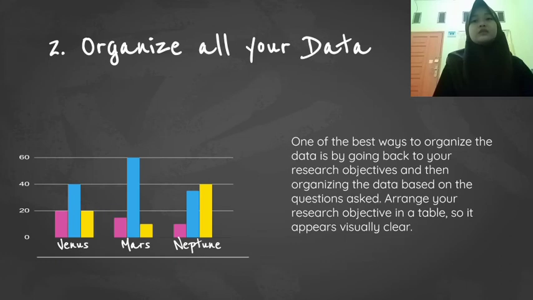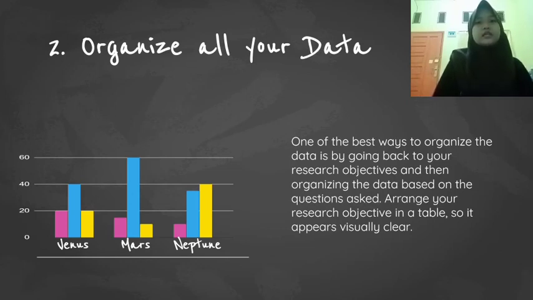Okay, the second step is similar, meaning that we organize all the data. After we collect all the data, one of the best ways to organize is going back to the research objectives and organizing the data that we already have based on the questions that we asked or made in the very first place. Arrange the research objectives in a table, so it appears visually clear and is easier to read. At all costs, avoid the temptation of working unorganized. It's only going to be time consuming. It's not wise at all.